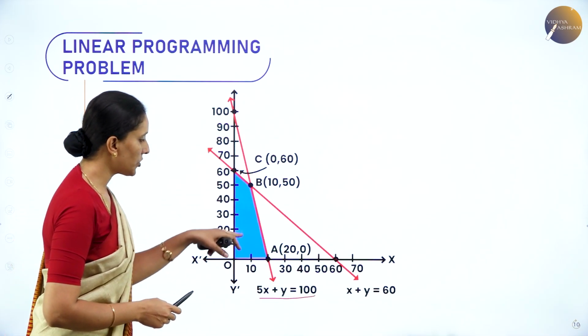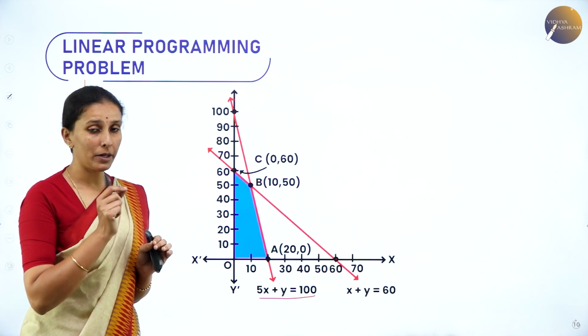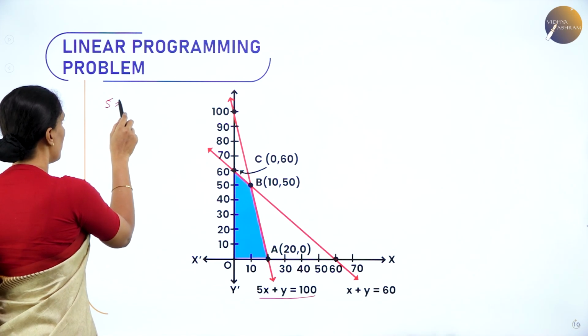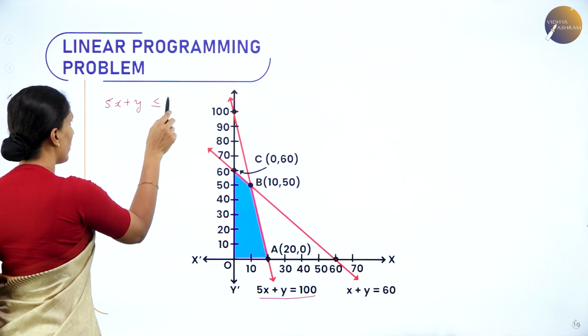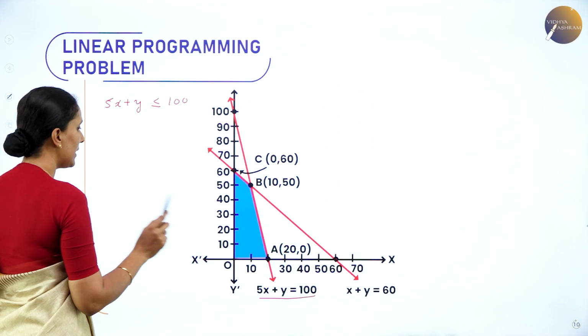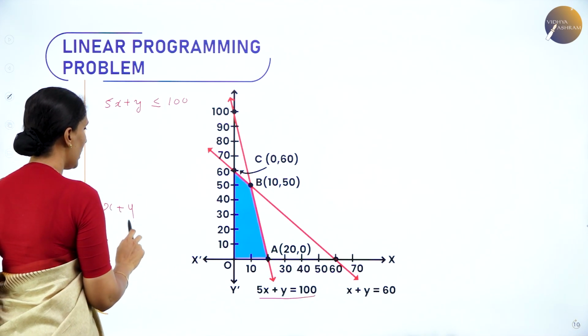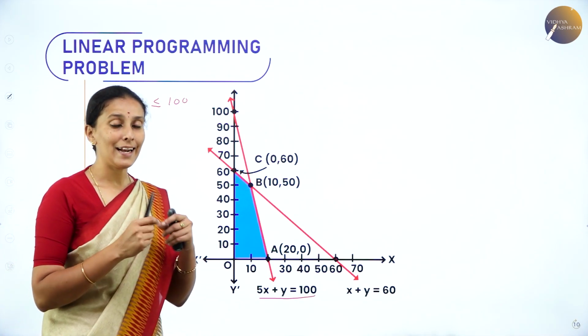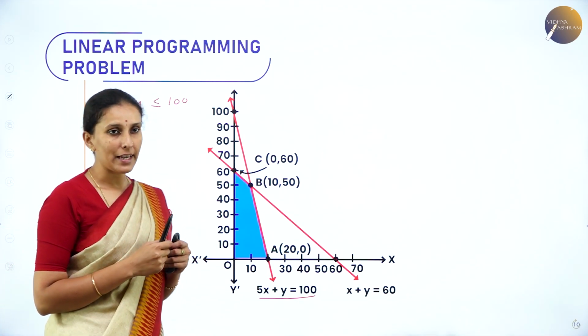Now the shaded region here represents the solution region, but how do we find the solution region? We have the linear inequalities 5x plus y less than or equal to 100, and the next one, x plus y less than or equal to 60. To find the feasible region, let us take x comma y as 0.